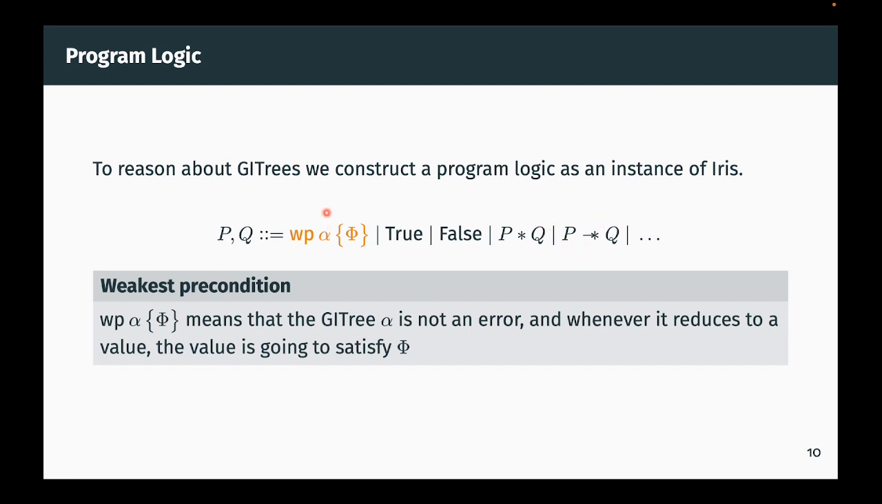But of course, the most important connective is the weakest precondition. And so the weakest precondition for a guarded interaction tree alpha and the predicate phi states that, first of all, this guarded interaction tree alpha is not an error, it's not in an error state. And whenever it reduces to a value, so whenever it cannot reduce any further, this value is going to satisfy the predicate phi. And this is a quite reasonable, quite standard reading of the weakest precondition, similar to what you would expect from separation logic for a normal programming language. And in fact, in our separation logic, we have all sorts of normal structural rules that you would expect.